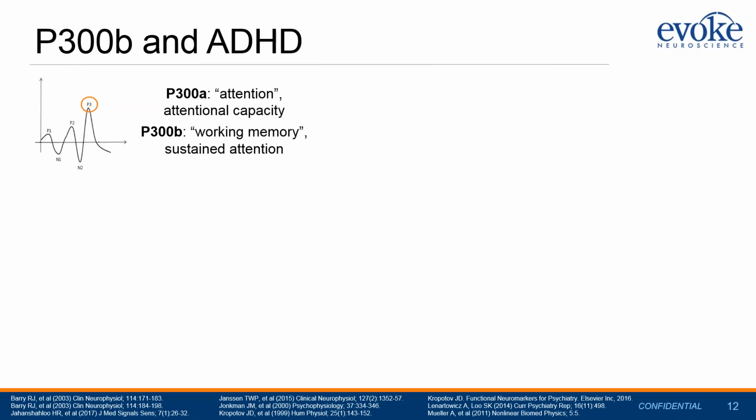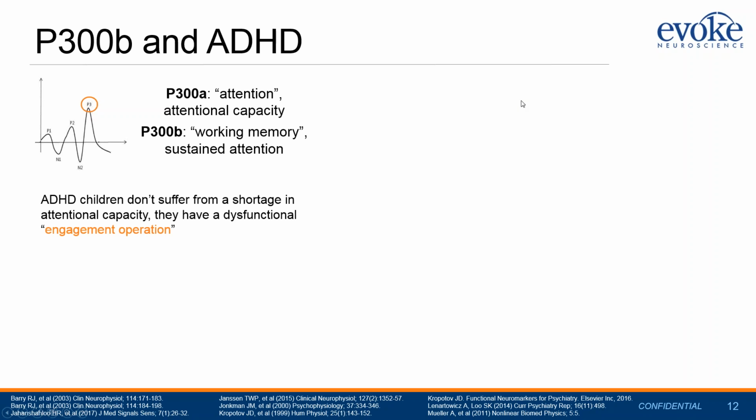So we talk about ERPs and their relationship to ADHD. We're really interested in the P300 component, and there are actually two subtypes of P300. P300A is what we call the attention component, and that's really attentional capacity. And then P300B is our working memory component, which is sustained attention. So in eVox reports, you'll see P300A and attention, and then P300B and working memory.